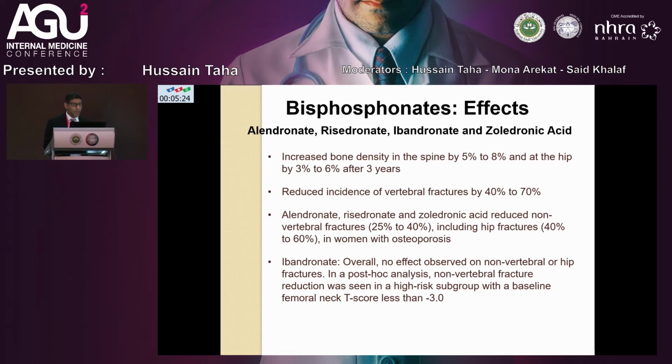Bisphosphonate effect: they increase the bone density in the spine by 5 to 8% and at the hip by 3 to 6% in 3 years of therapy. There was a reduction in the vertebral fracture by 40 to 70%. Alendronate, risedronate, and zoledronic acid showed significant reduction in vertebral fractures and hip fracture in women with osteoporosis; ibandronate has lower effects.